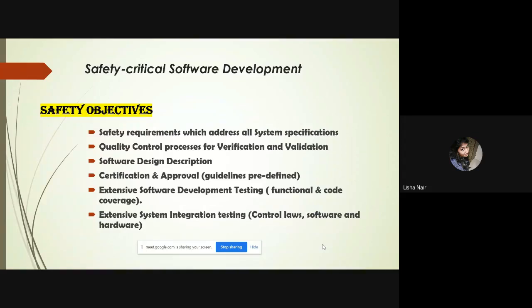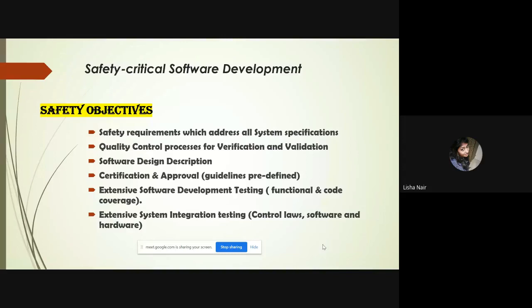Then we have the certification and approval. Once you have all this defined and the quality process assessed, then you have the certification and approval that it has to go through. Only when those certifications are achieved, with a few guidelines.